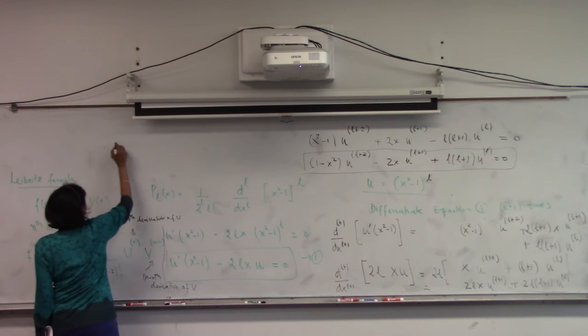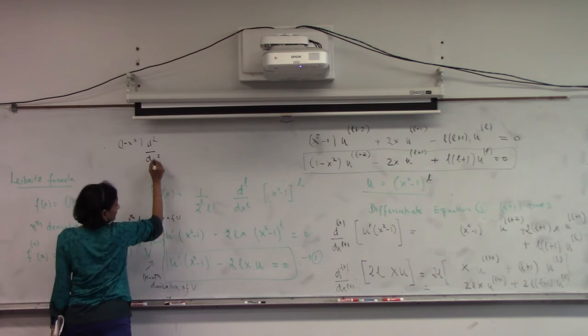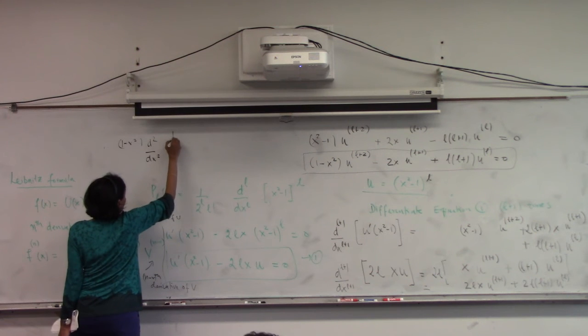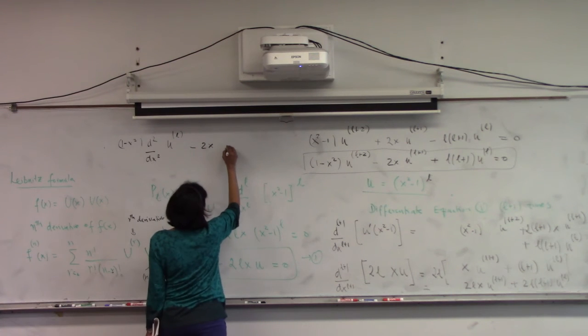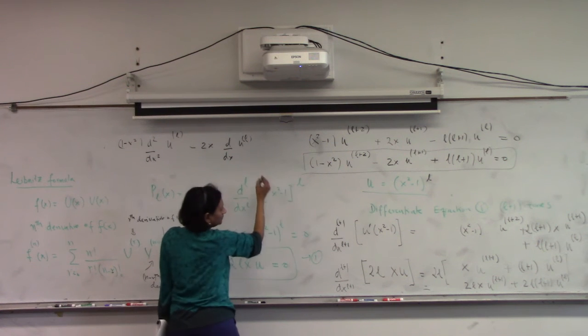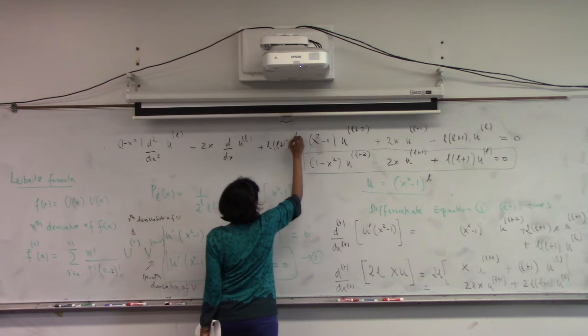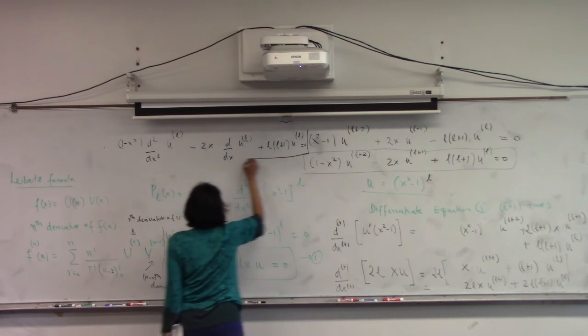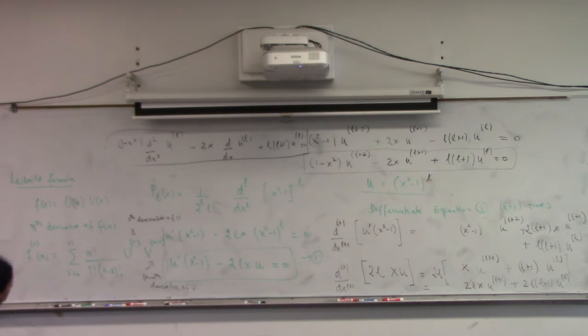Can I write this as (1 minus x squared) d squared by dx squared, e to the power of this quantity, minus 2x? That's what it is, right? So if this is the case, starting with u equal to x squared minus 1, this is what we are getting.